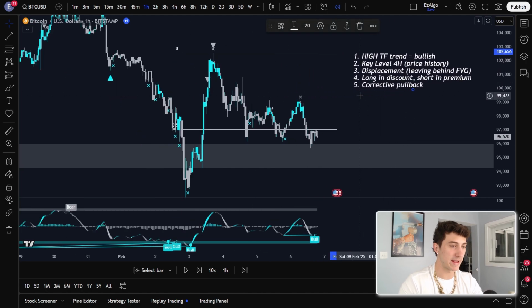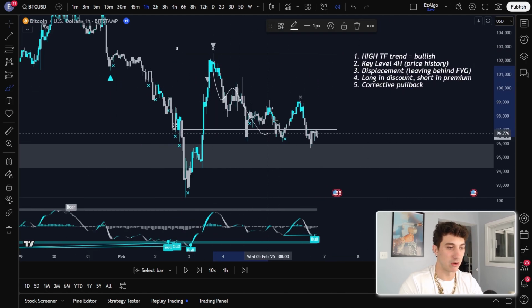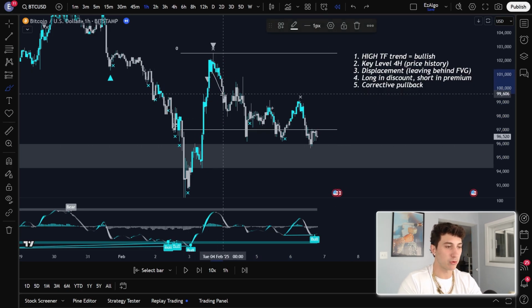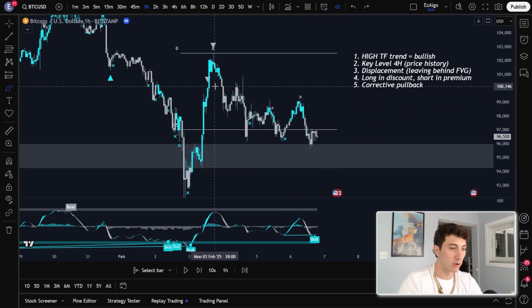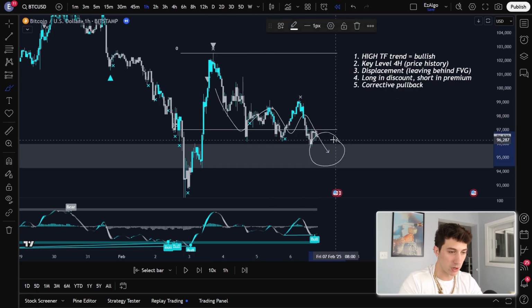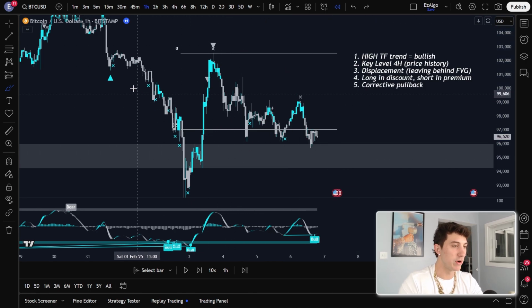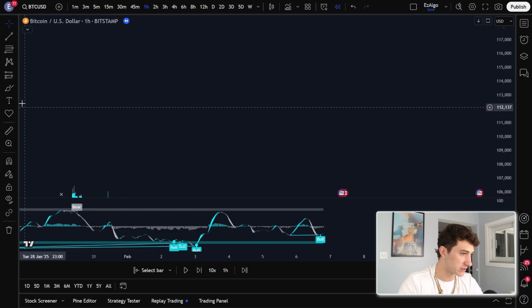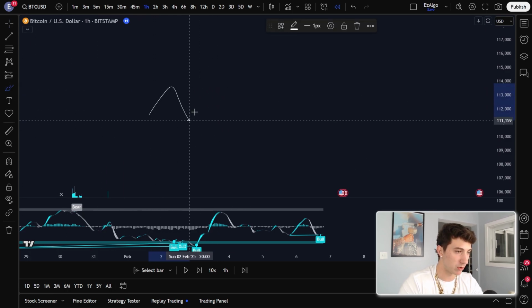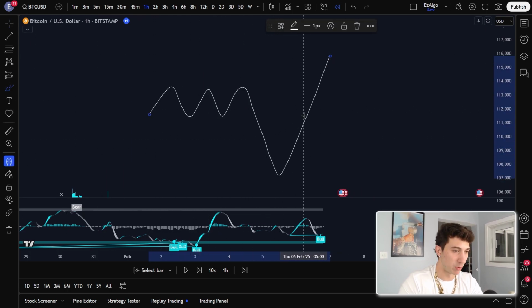So what I look for in a corrective pullback is a soft landing, okay? I call it a soft landing, meaning price will come down slowly. It'll kind of consolidate before it reaches our point of interest, which is the zone. We don't see a straight move up and a straight move down. Whenever you see this kind of V-shaped reversal, whether bullish or bearish, meaning price can do this, this is bullish, okay?